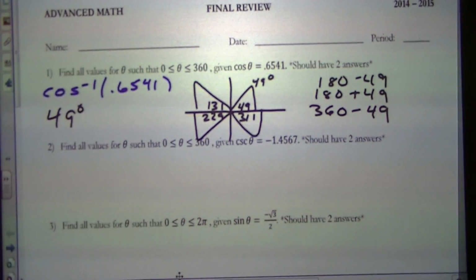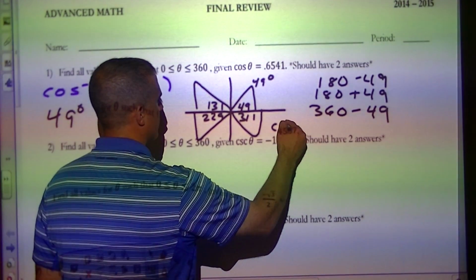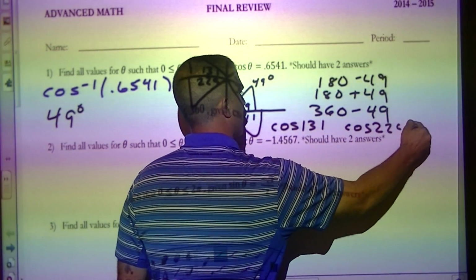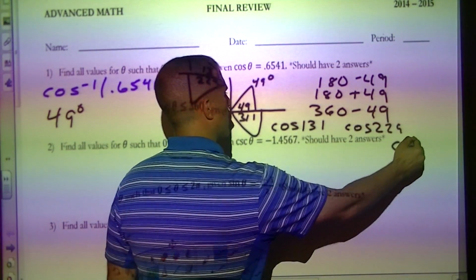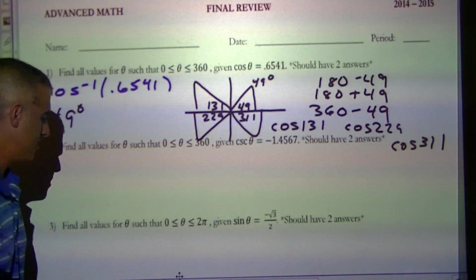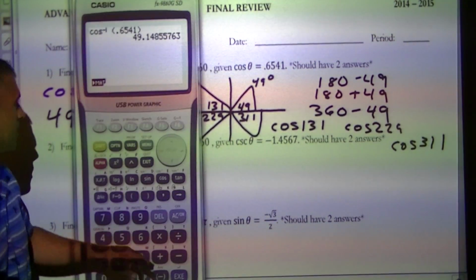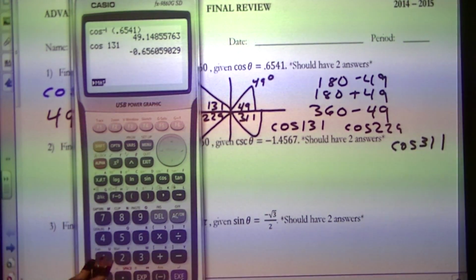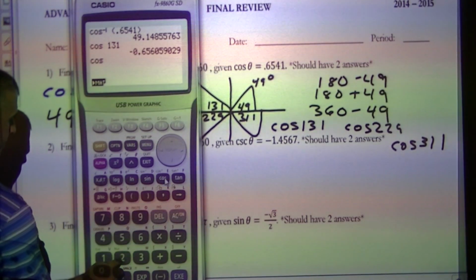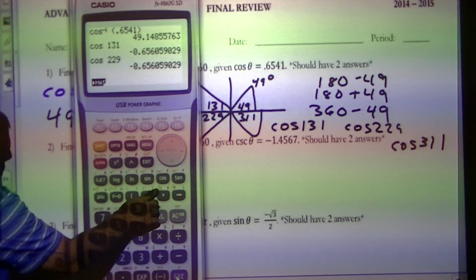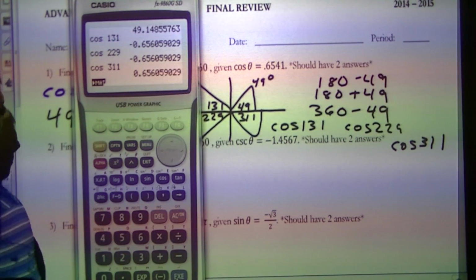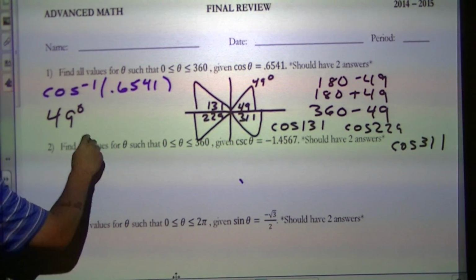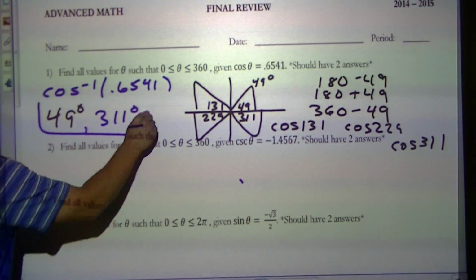Now I'm going to take the cosine of all these amounts: cosine of 131, cosine of 229, and cosine of 311. What I'm looking for is the sign, since all the amounts are going to be the same. Cosine of 131 is negative. Cosine of 229 is also negative. Cosine of 311 is positive. Since my result was positive, that is the other angle, which will be 311. So that's number 1.